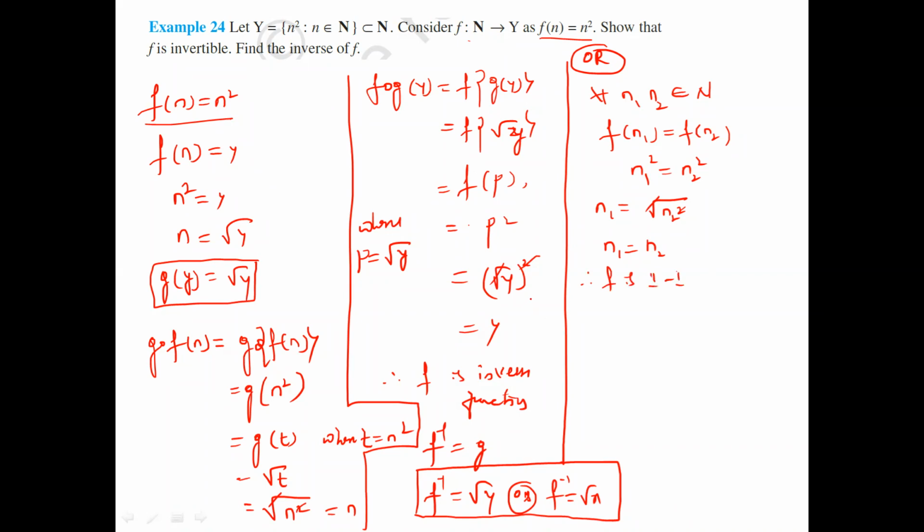So in the examination also, you can do the g composition of f or f composition of g. You can prove by this method. Otherwise, you can go by this method also, fine. Whichever method is easy for you, you can go with that method. So f is 1-1.